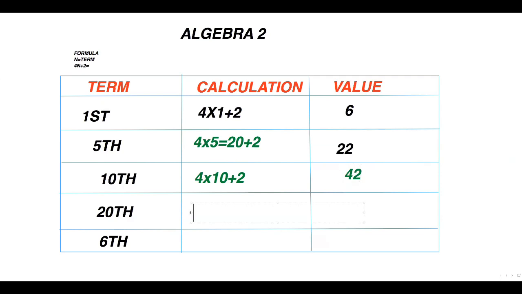Okay, so let's have a look. We have 4 and we need to times that by n. In this case, the term is 20, and then that is going to be 80 plus 2, which is 82. Well done if you got that right. Let's have a look at the other one. We have 4 times 6, which is 24. Well done. And plus 2, which is 26. Always do your calculation, because sometimes some things look very easy, but it's harder than we think it is.